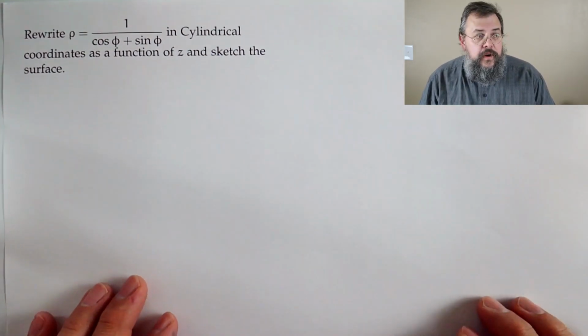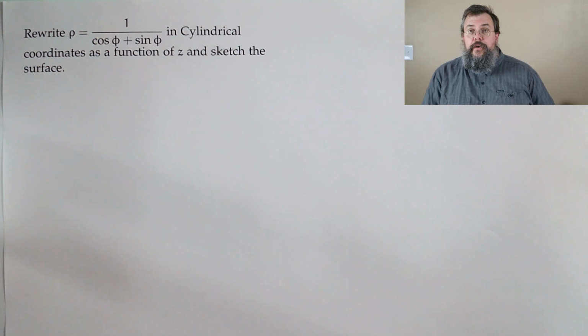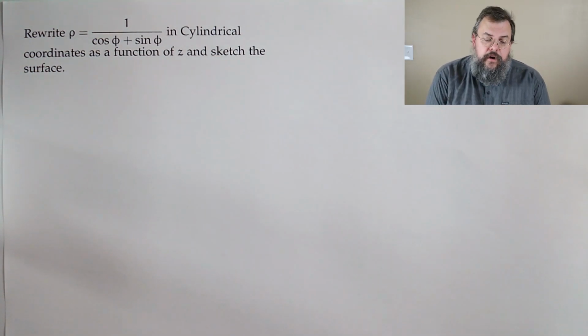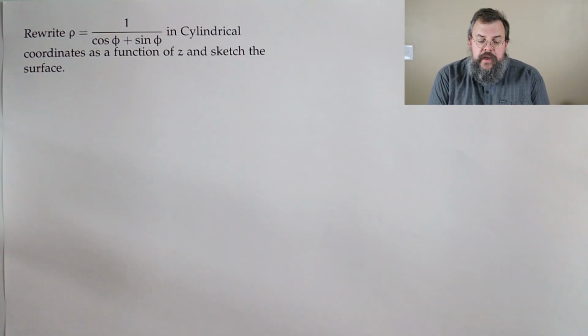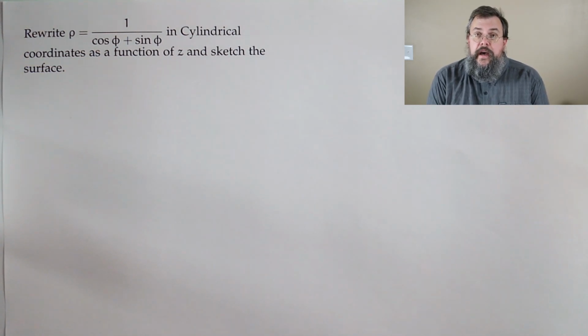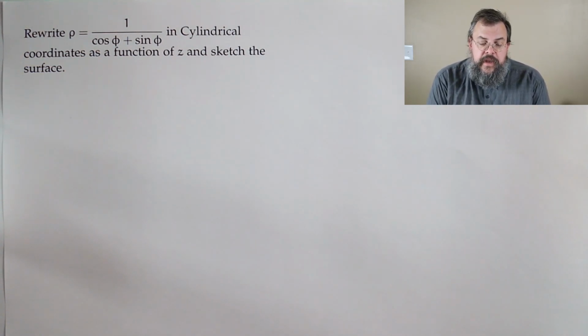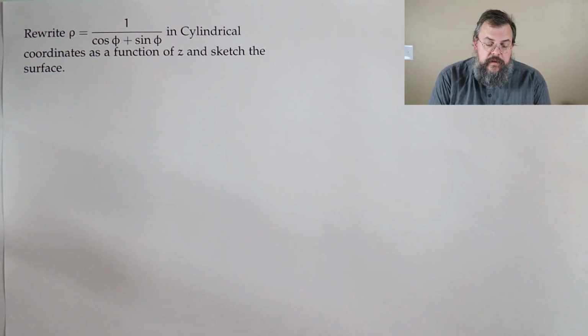All right. Next problem. Rewrite rho equals 1 over cosine phi plus sine phi in cylindrical coordinates as a function of z and sketch the surface. All right, well, that's interesting.